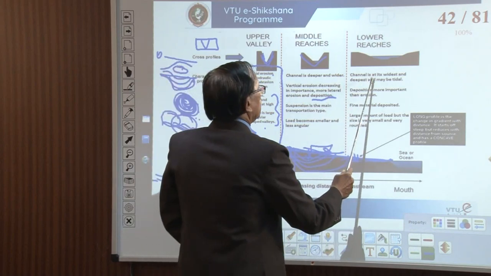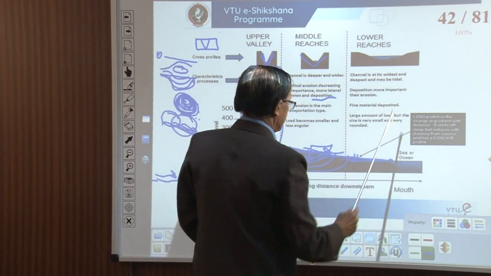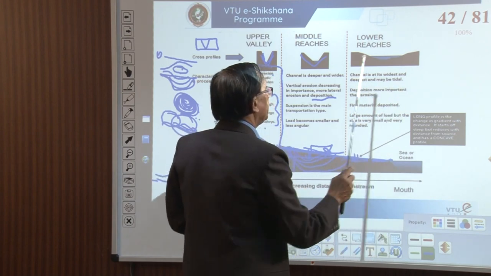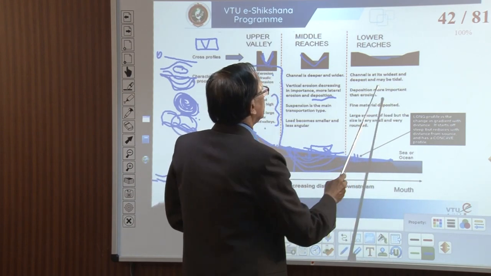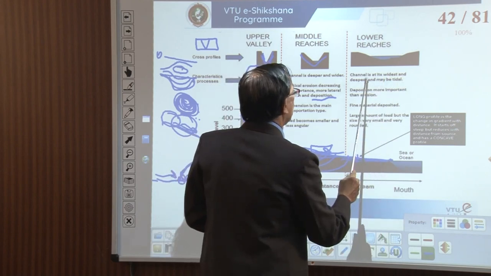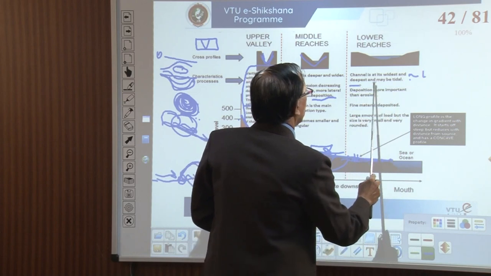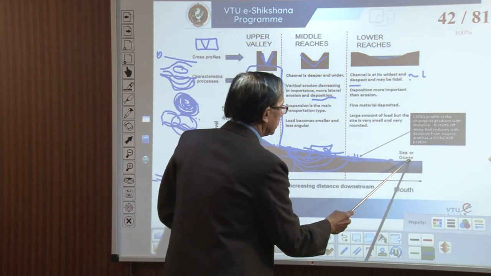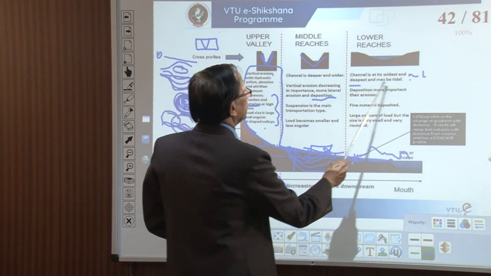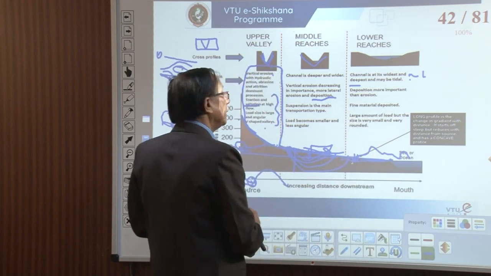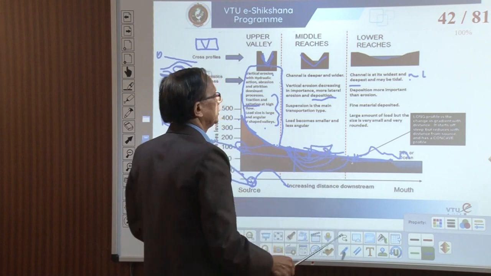So, the channel is at its widest here, but not very deep, and not at its deepest. It may be tidal. There are waves, and a tidal effect is there. Deposition is more important than any other process of erosion or transportation.